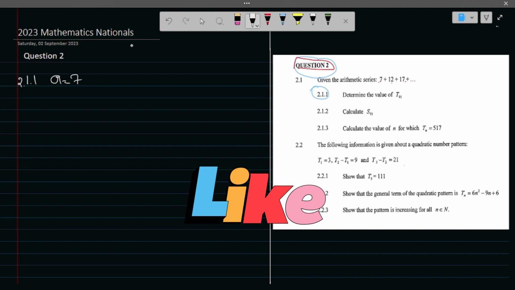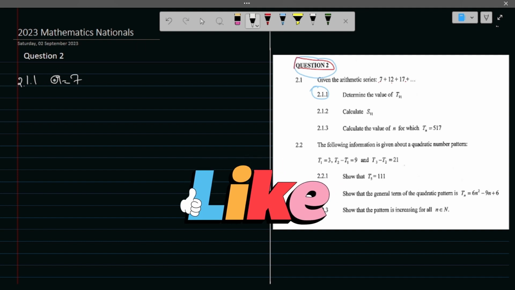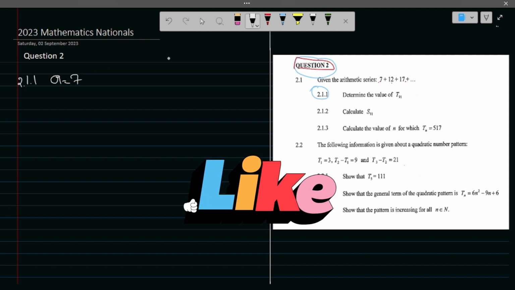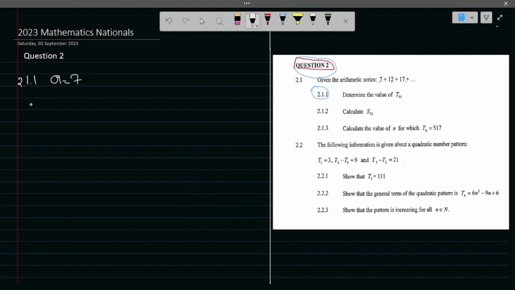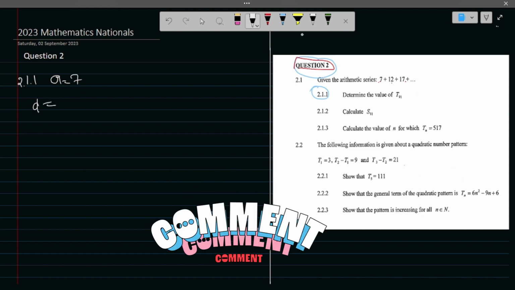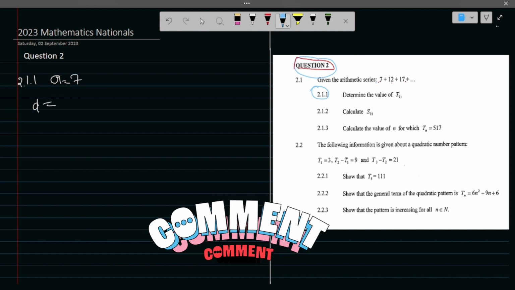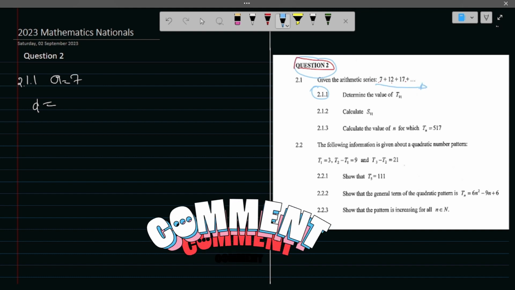The value of a, which is the first term, is equal to 7. So now all you have to do is look for the difference, because you're already given the terms.